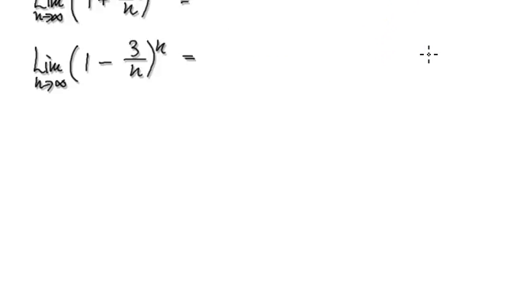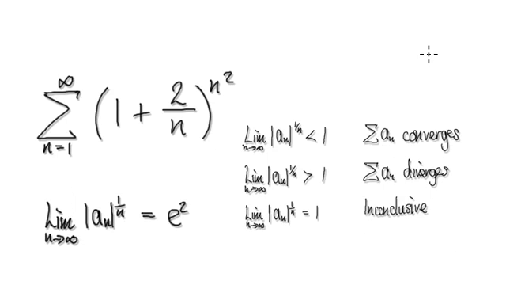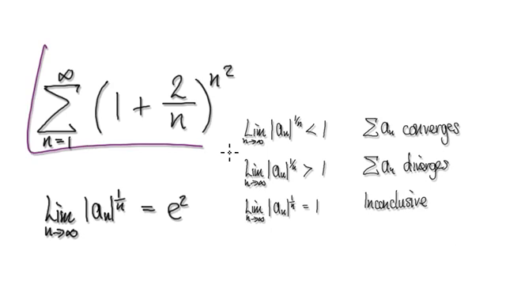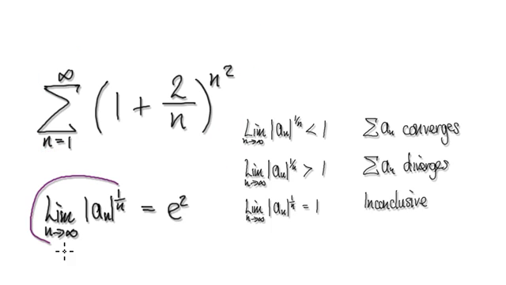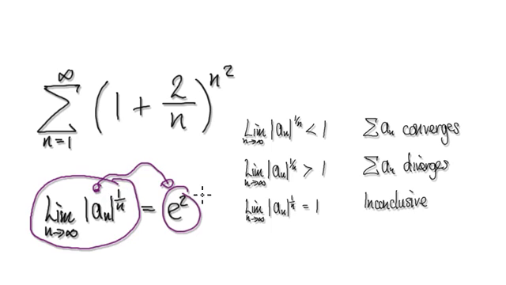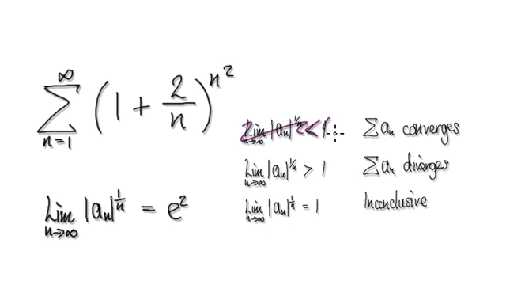So going back to the very start, we were trying to determine if this thing here will converge or if it will diverge. Using the root test, we need to compute this value here. Computing this value gave us e squared. e squared is bigger than 1. e squared is not less than 1, and e squared does not equal 1, so those cases are out.